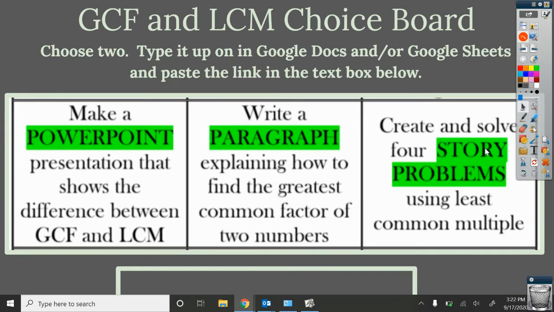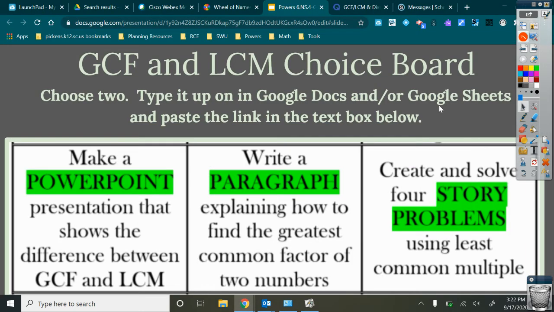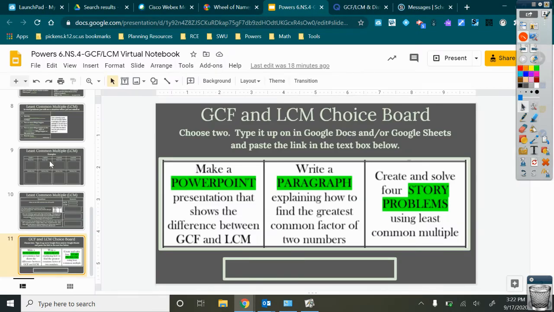I think I've mixed up the order of my slides. My arrow is not working either.